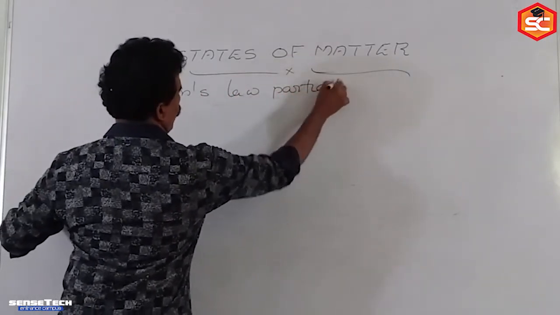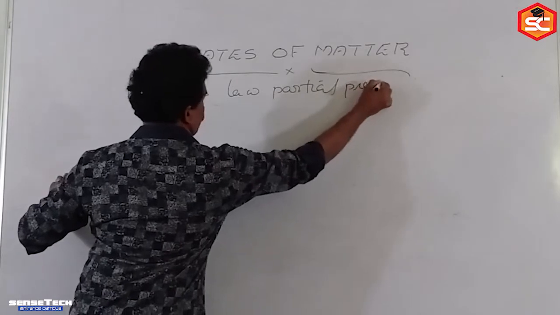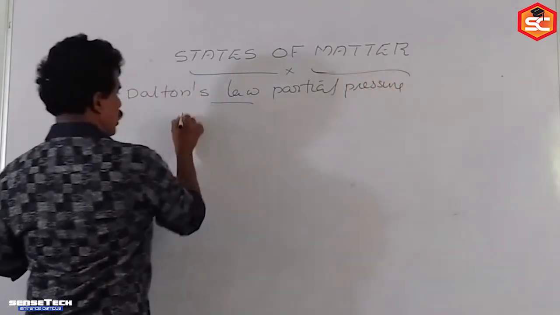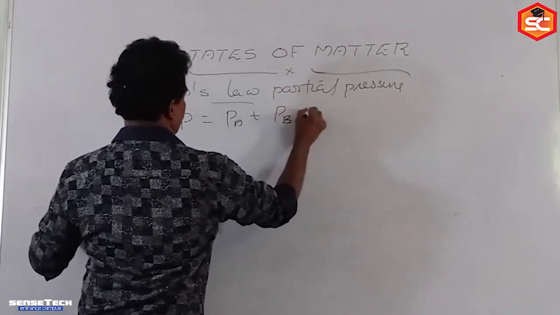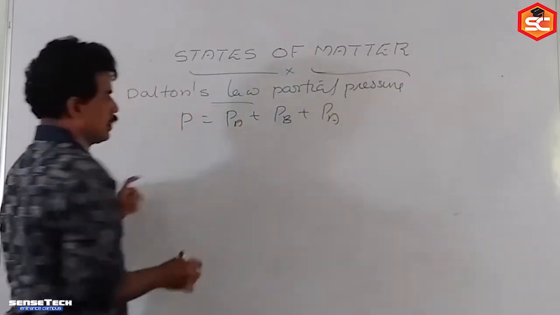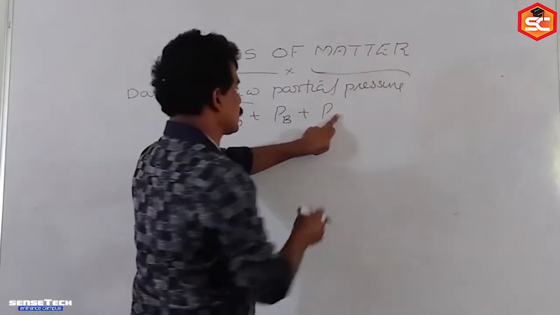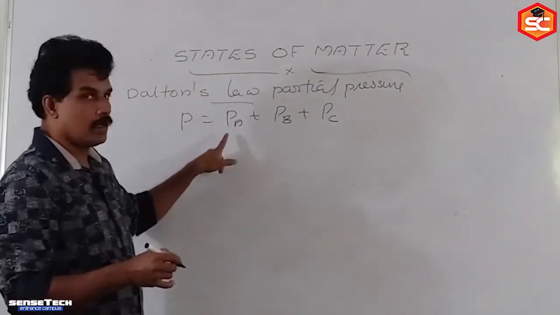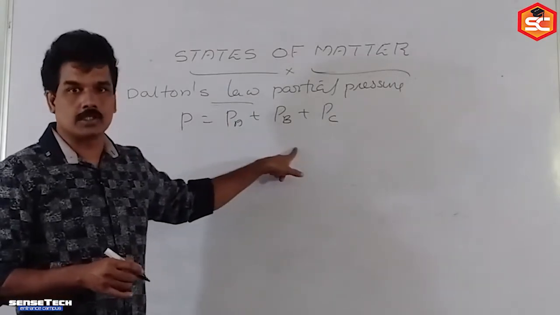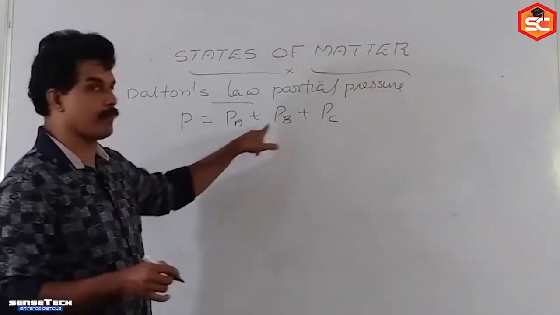Dalton's law of partial pressure. Total pressure is equal to the sum of partial pressures. Three non-reacting gases are there. The individual pressure applied by each gas is called partial pressure. So P is equal to PA plus PB plus PC.